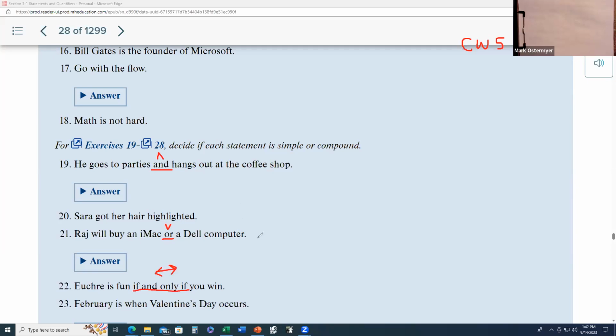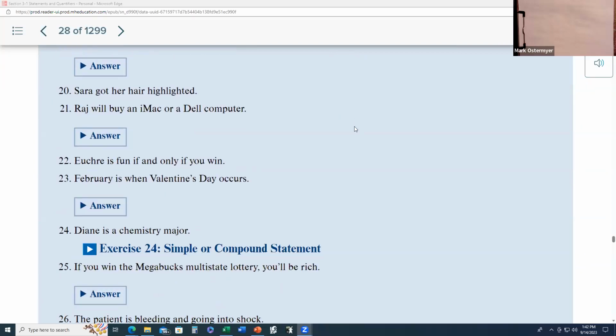Okay. Number 23, February is when Valentine's Day occurs. Statement. Simple. That's just a simple statement. So these are pretty obvious. They're not really that difficult.